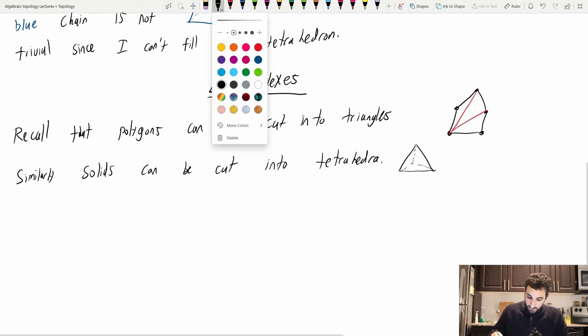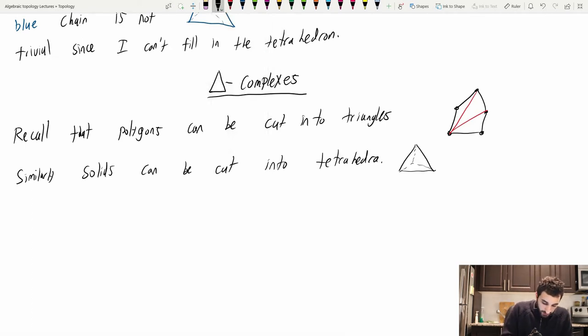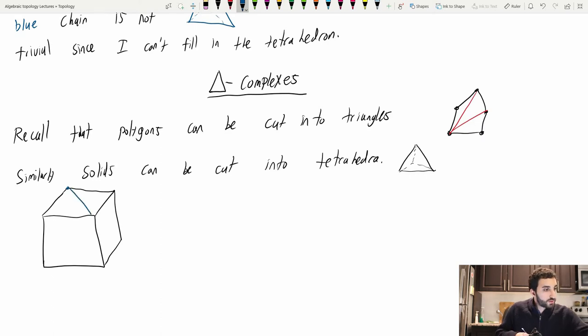So for example, this cube here, I can break it up into four tetrahedra by the following process. I draw the line there, draw in this line.